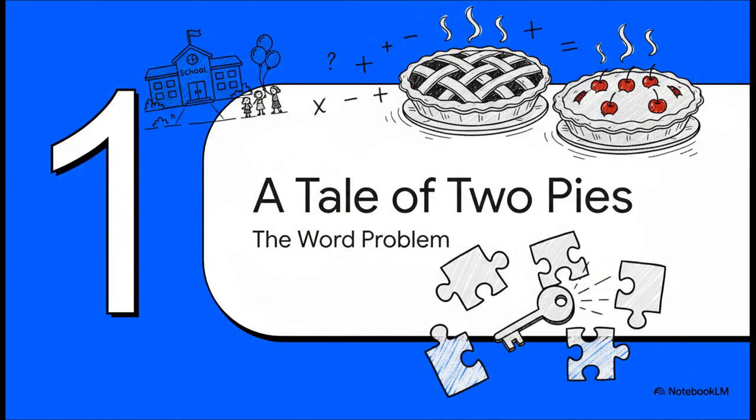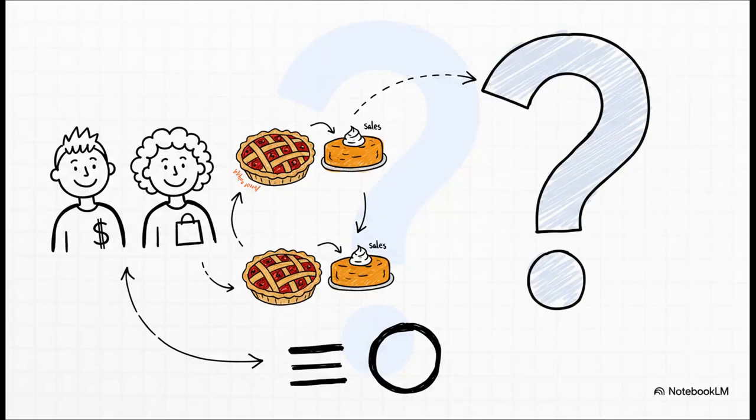Let's call it a tale of two pies. It comes from a school fundraiser, and it seems pretty simple on the surface. But hiding inside the numbers is a little puzzle, and it's going to take a very specific key to unlock it. Okay, here's our puzzle.